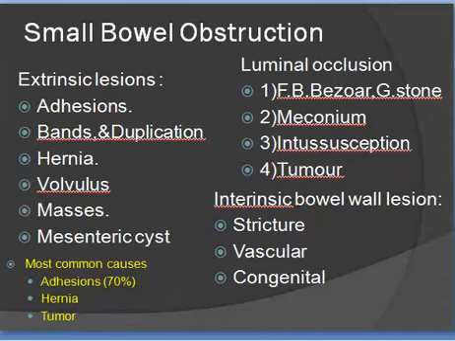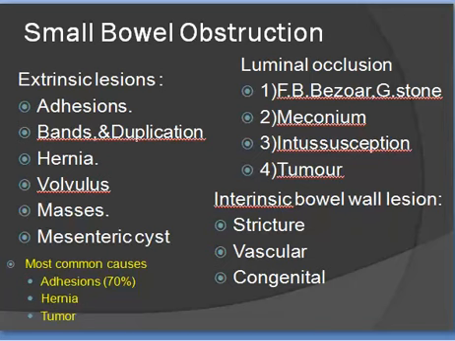Small bowel obstruction may be due to extrinsic lesions or luminal occlusions, intrinsic bowel wall lesions, but the most common causes are adhesions, hernias, and tumors. Extrinsic lesions include adhesions, which is the most common cause, 70%.